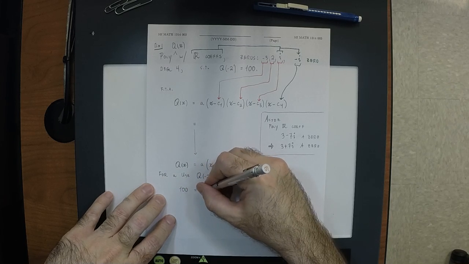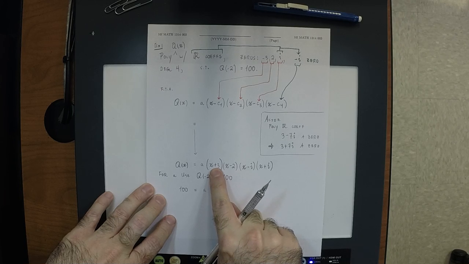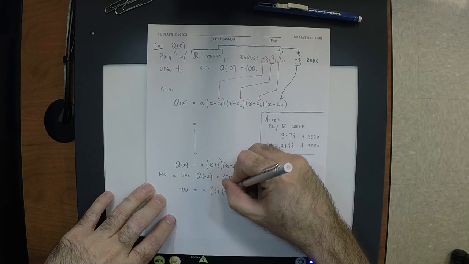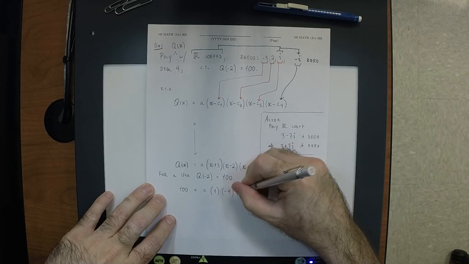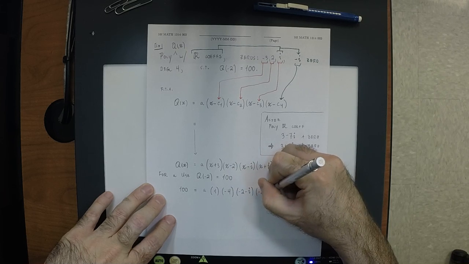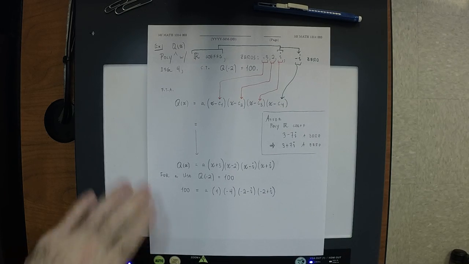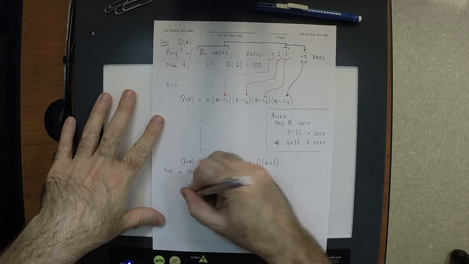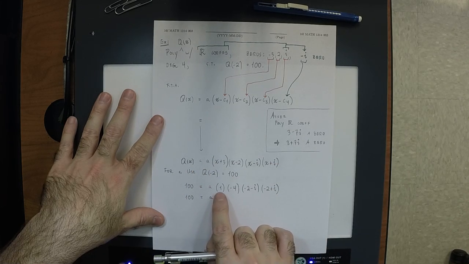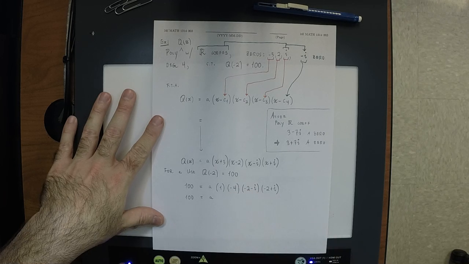So 100 is A multiplied by, when we plug in negative 2, we get 1 for that one, negative 4 for that one. We get negative 2 minus i for that one, and we get negative 2 plus i for that one. And we know that's supposed to be 100. So 100 is A, and then 1 times negative 4 is negative 4, that's great. But what is negative 2 minus i times negative 2 plus i?